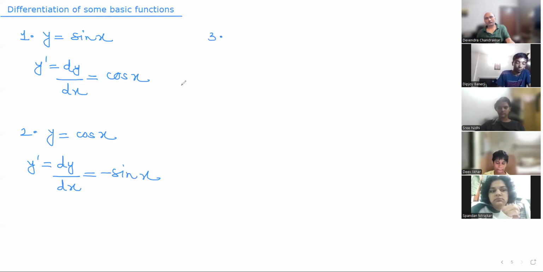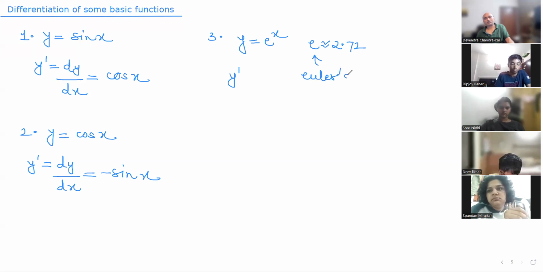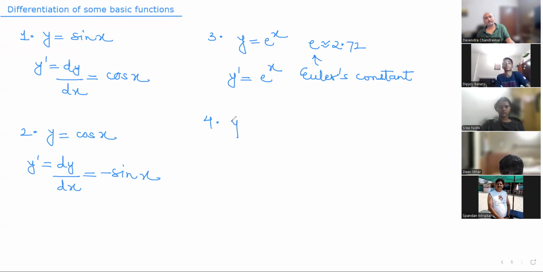Third one, which we also get by the first principle of differentiation: y is equal to e power x, where e is Euler's constant. Its approximate value is 2.72. So y dash is e power x only. Differentiation of e power x is e power x only. Fourth is y is natural log of x. How many of you don't know about log? Srinidhi, you know about logarithms?